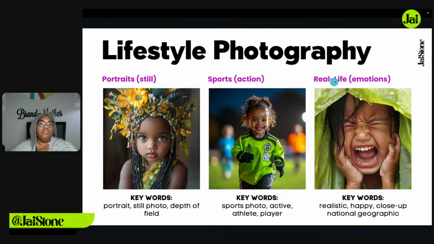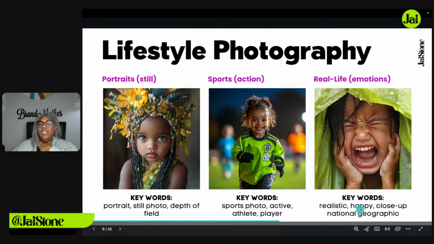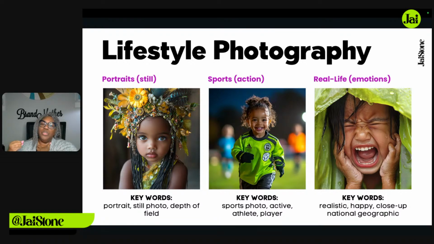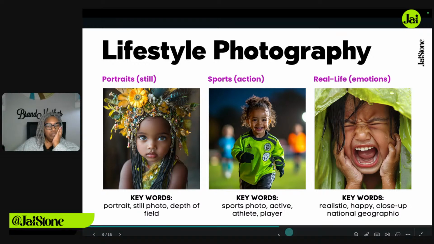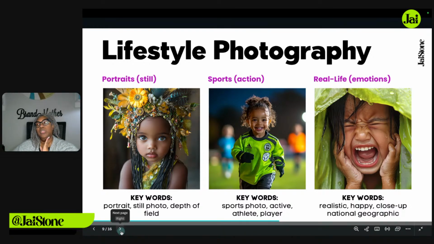And then real life photography is when you really want to express emotions. So you're going to say realistic. And then you use the emotion: happy, sad, emotional, angry, confused. Use emotional words, right? And then you can do close up, and National Geographic is an art style. And a lot of times people use words like award-winning photography. That's another thing they use.